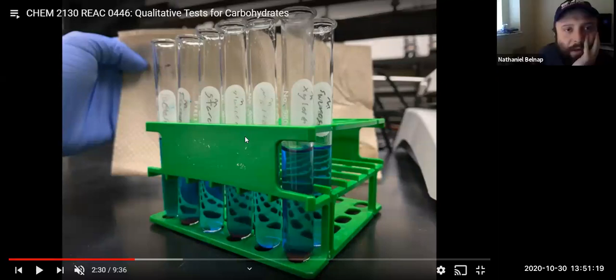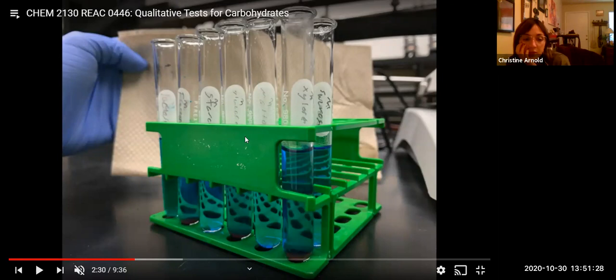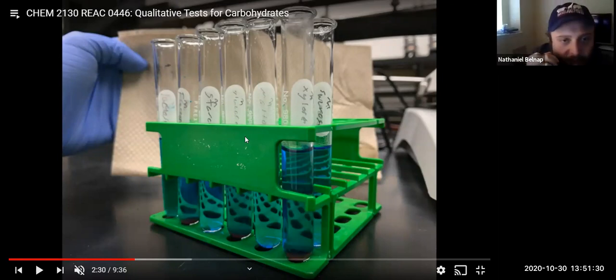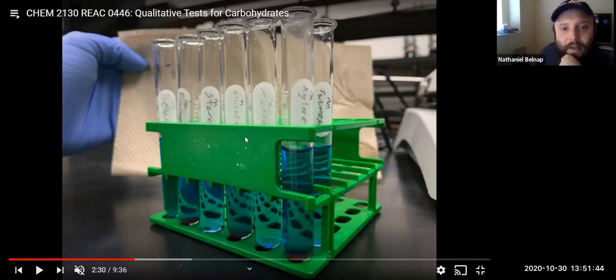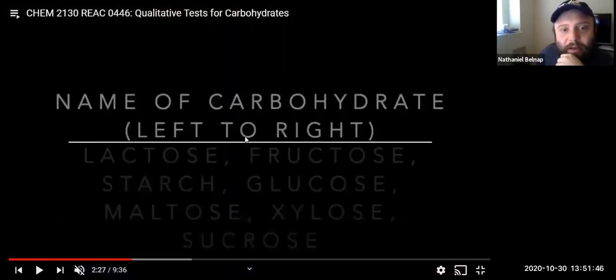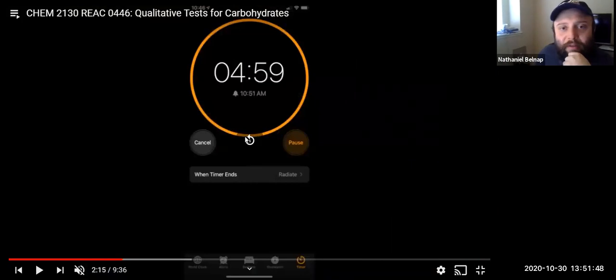So yeah, because this is all the Barfoed's reagents. Is that how you say it, Barfoed's? Yeah, I see the red precipitate in three of them. Yeah, so you see it now. Looks like fructose, glucose, and xylose. I see red precipitate, and the other ones I do not. So should we put that in the initial or in the final? I would put negative in the initial, and then positive in the final.